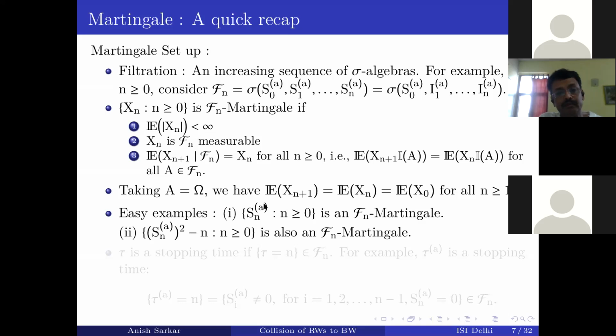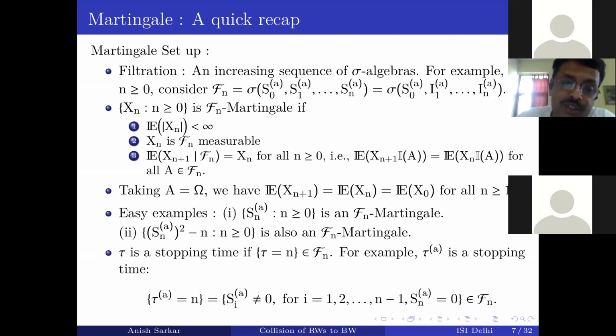The only thing you have to take care of is this condition. In this case, Sn plus 1 is going to be Sn plus 1 with probability half and Sn minus 1 with probability half. If everything up to Sn is fixed, then if you take the expectation, you just get back Sn.